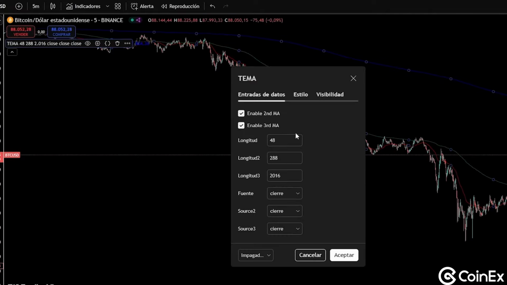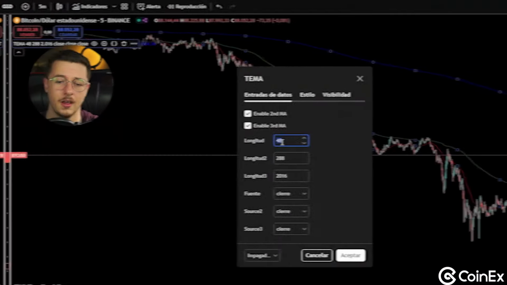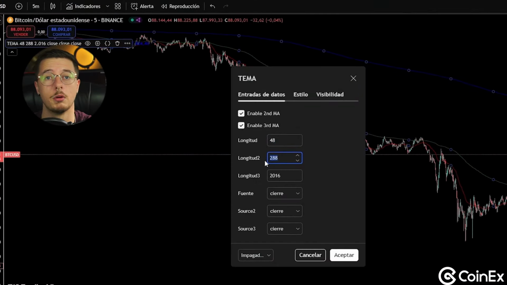If we come to the settings, we can see the first one of 48. This represents the last 4 hours of the price. The one of 288 represents the last day of trading. And then the 2016 represents the last week.